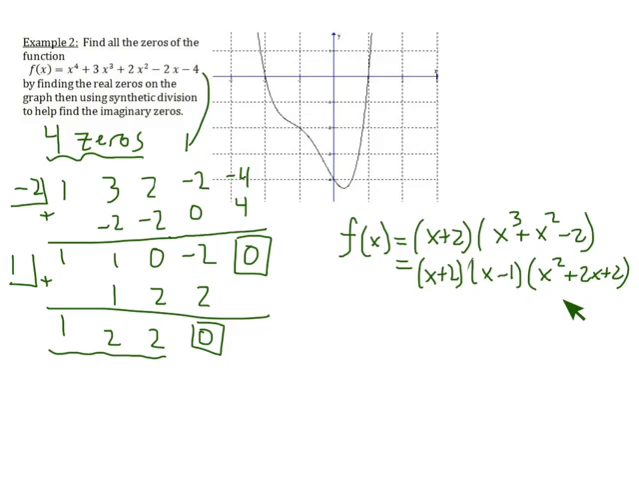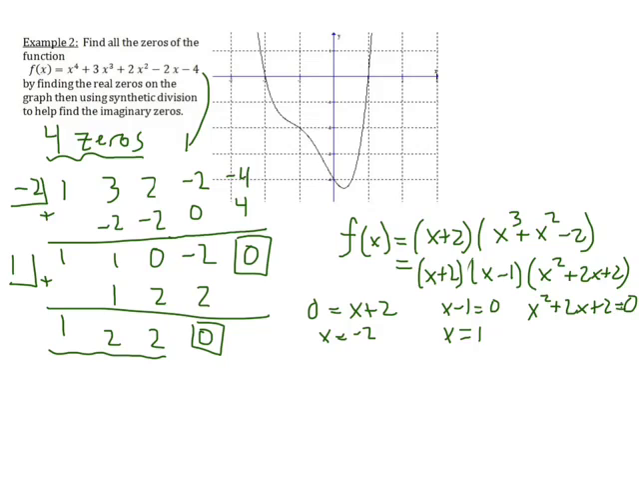And now we want to look here. Can we factor this anymore? Two numbers that add to 2 and multiply to 2? No, they don't exist. So this cannot be factored anymore. So we now can find all our zeros. Well, we know that we have 0 equals x plus 2. Well, that's an easy one. x equals negative 2. And we kind of already knew that from our graph, right? And then we have x minus 1 equals 0, and that gives us x equals 1. We already knew that from our graph. And last but not least, we want to know when x squared plus 2x plus 2 equals 0.